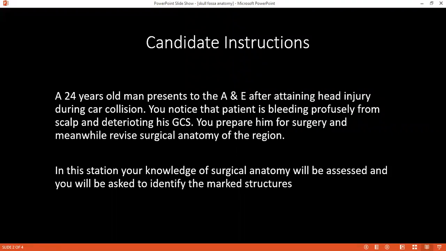A 24-year-old man presents to the acute emergency department after sustaining a head injury during a car collision. You notice the patient is bleeding profusely from the scalp and his GCS is deteriorating. You prepare him for surgery and have revised the surgical anatomy of the region. Okay. Of surgical anatomy.